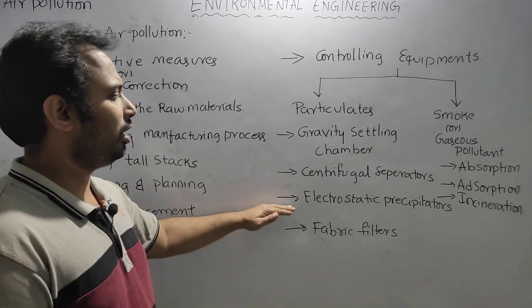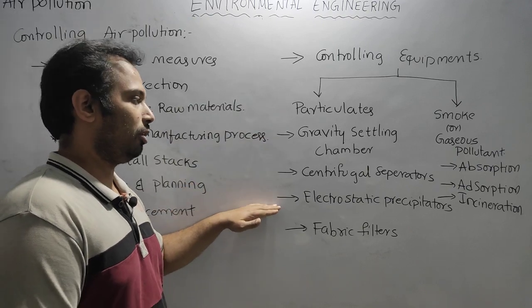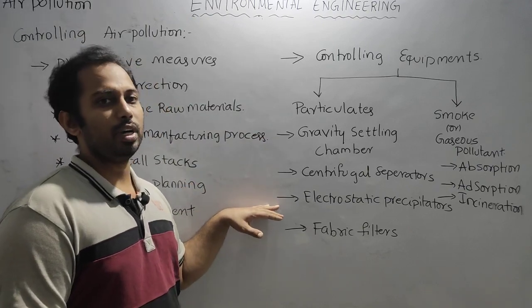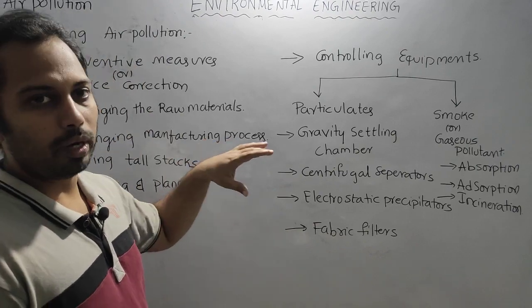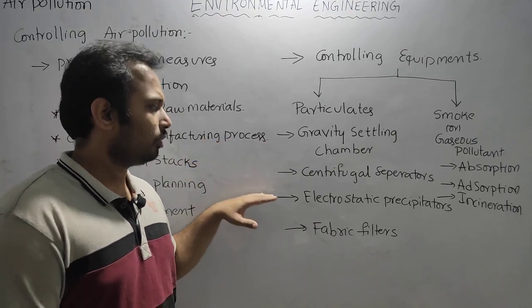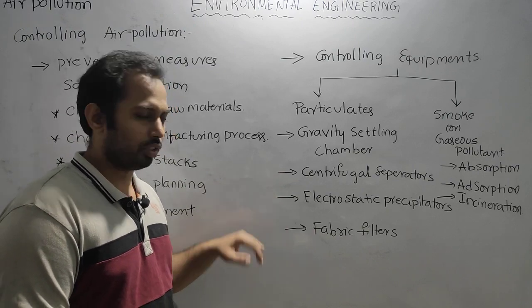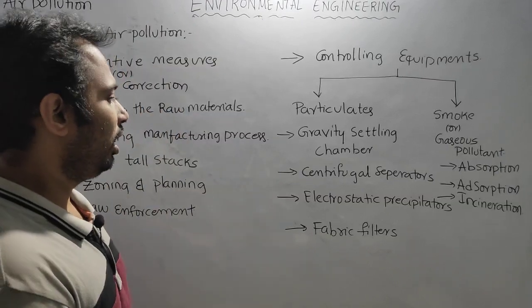We discuss the electrostatic precipitators a little more because these are the equipment we use in thermal power plants and steel plants to remove particulates. That is why we will discuss them a little. How to find the efficiency of electrostatic precipitators is a little important for the GATE examination.